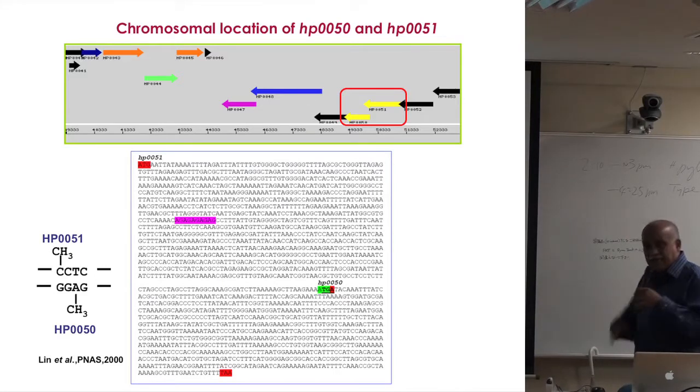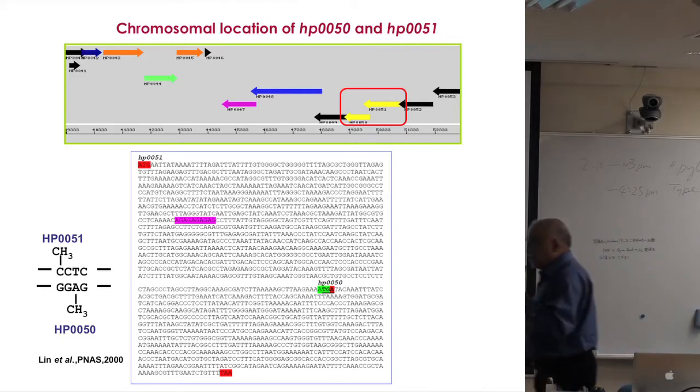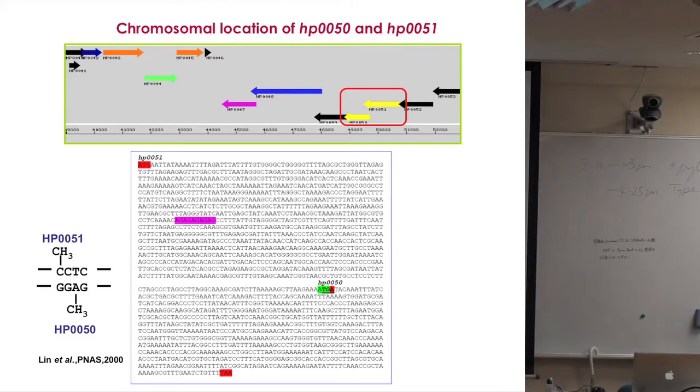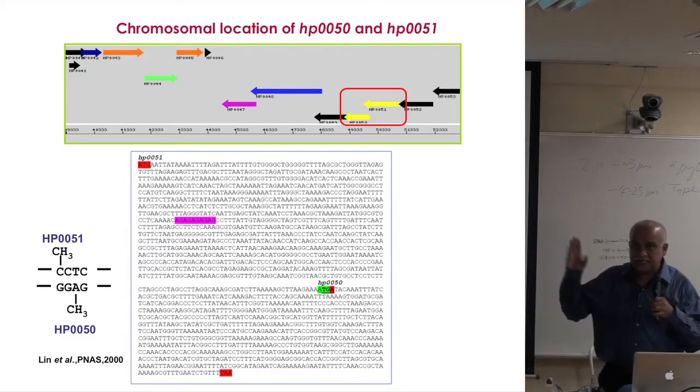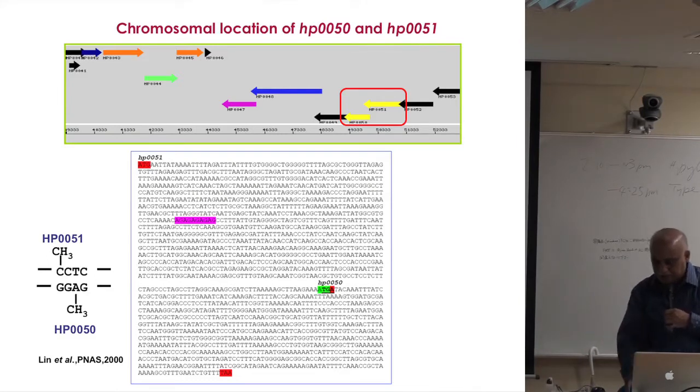And NEB, in the massive screening of all these restriction enzymes, had shown that this methyltransferase methylates the cytosine on the top strand and adenine in the bottom strand. So one enzyme does the job on the top strand, one on the bottom strand. One is a cytosine methyltransferase and one is an adenine methyltransferase. And that's from the paper that was published in 2000 by Lin and others. That was the only evidence available that these were methyltransferases.